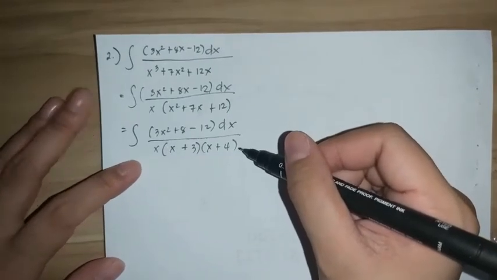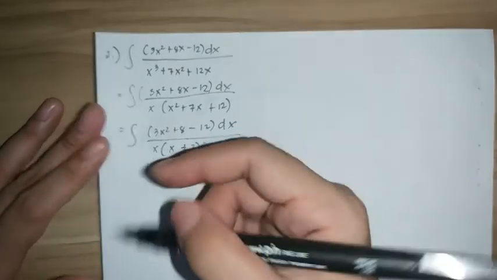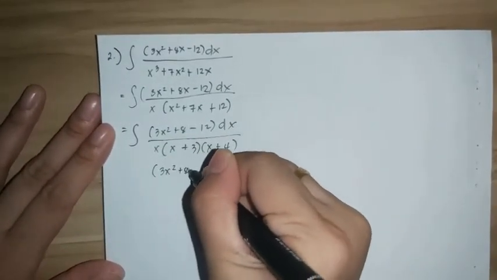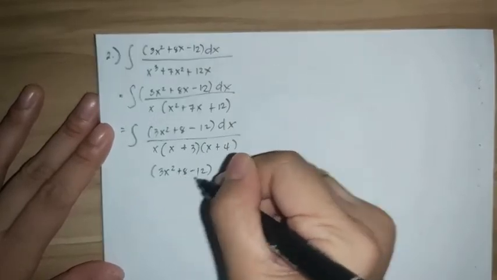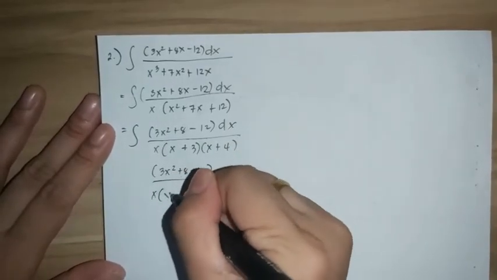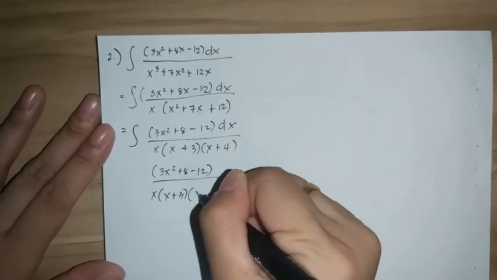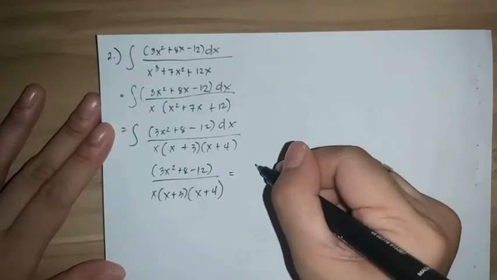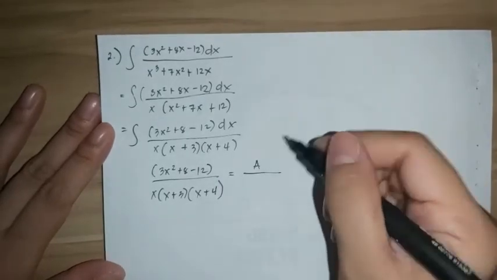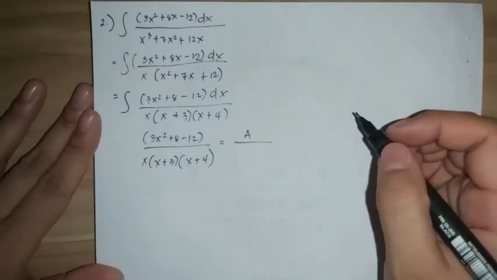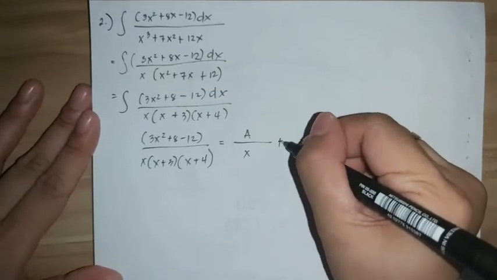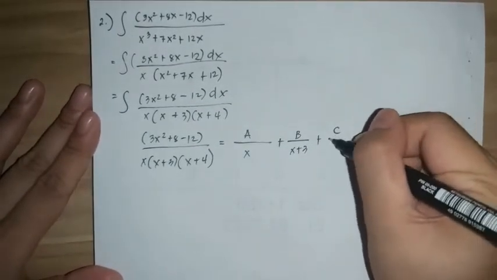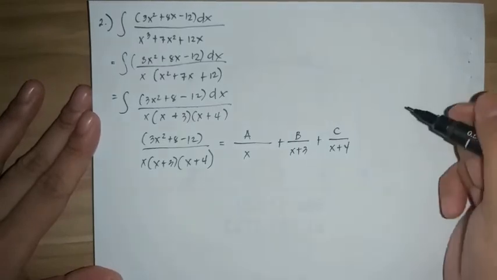So with that, we could simply reduce it to partial fractions. So we have 3x squared plus 8x minus 12 all over x times quantity x plus 3 times x plus 4. So we have the partial fraction, and we need to determine the values of a, b, and c. The form is a over x plus b all over x plus 3 plus c all over x plus 4.